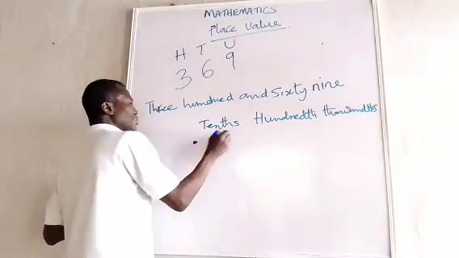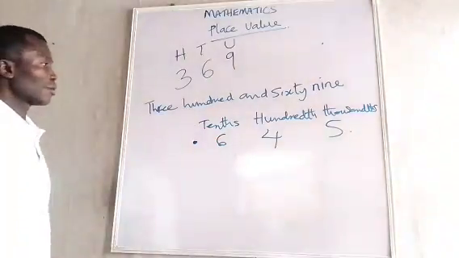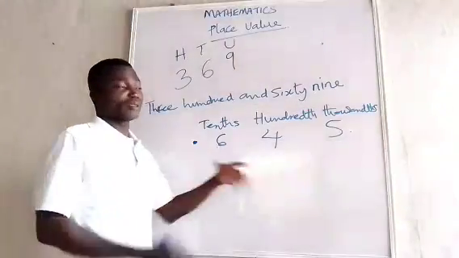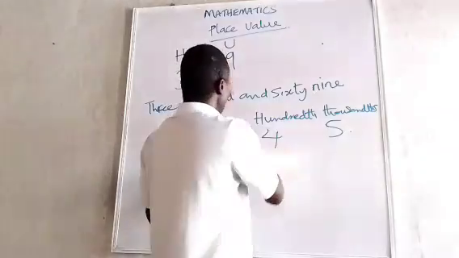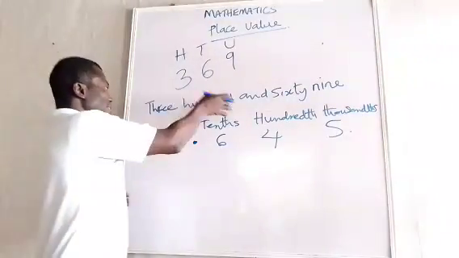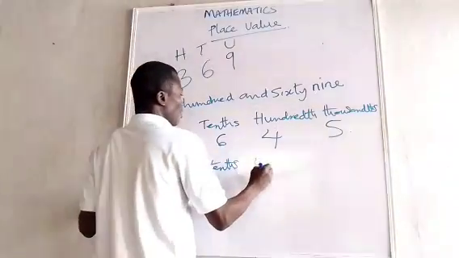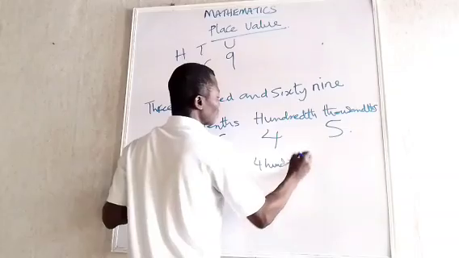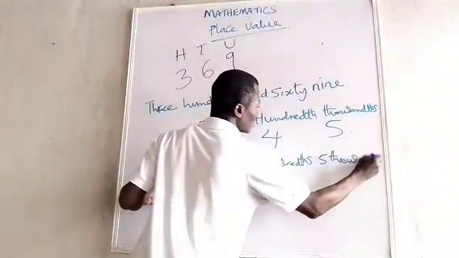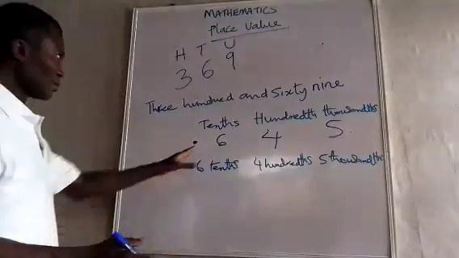So let's say I have 6, 4, 5. Most times we just say 0.645. We don't say it in hundreds, thousands, or tens much. But if it is just single, you can say, what is the place value of this one? It is 6 tenths, 4 hundredths, and 5 thousandths. So if you are being asked the place value for each of these, that's how you say it.